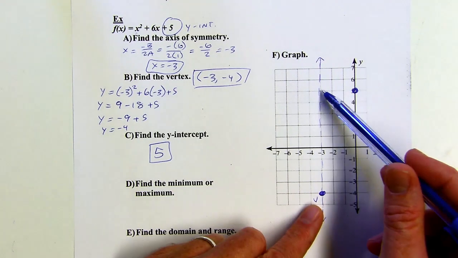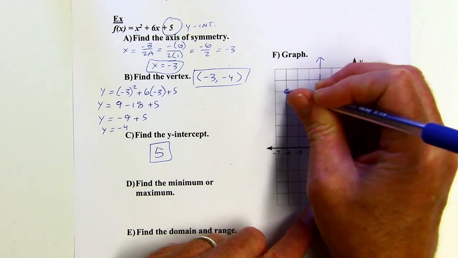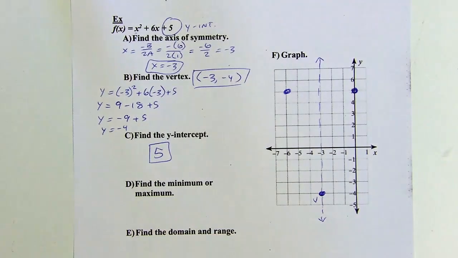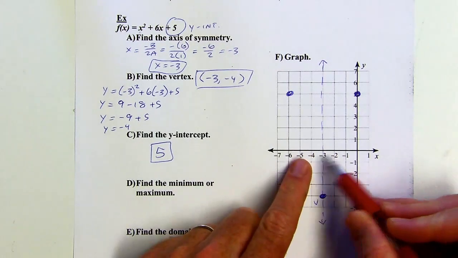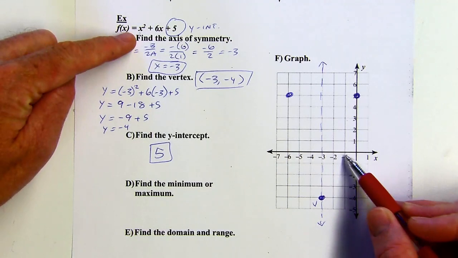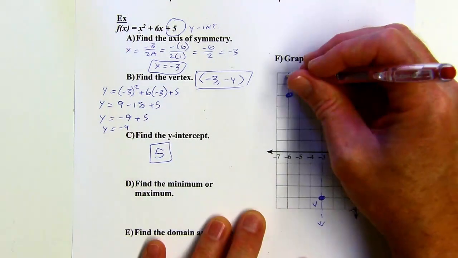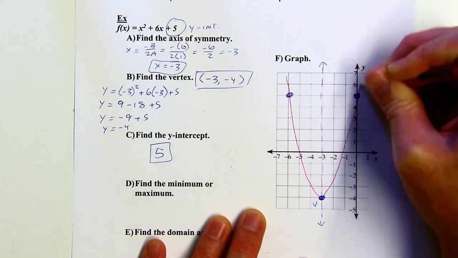So I can see, hey, this is 3 units from the axis. So if I go 3 units out the other side, there is the mirror image of that point. And now I have enough information to make a really nice graph. And you could find more points by plugging in different x values, right? I could plug in -2 into the equation, or -1 or whatever, to get more points. But here I've got enough to make a pretty decent graph.